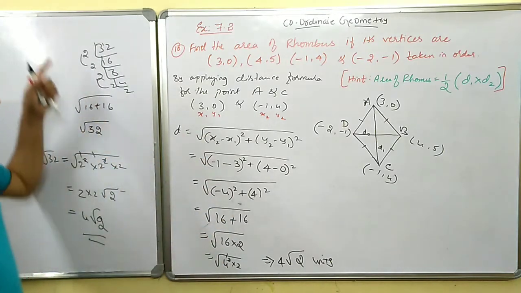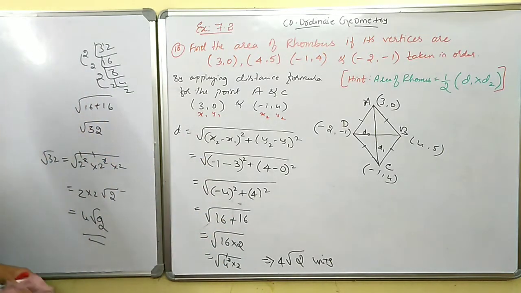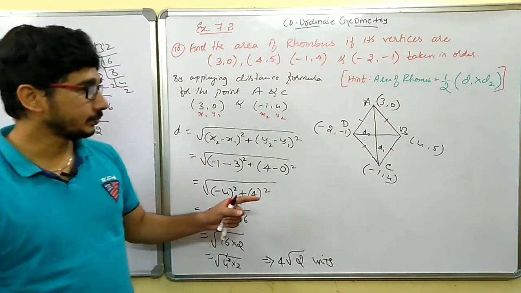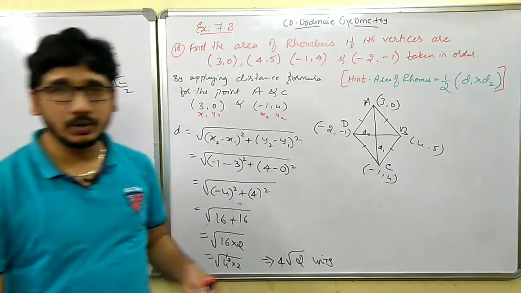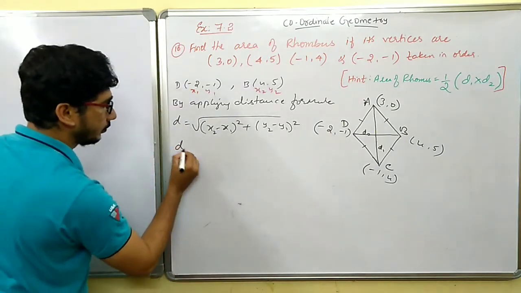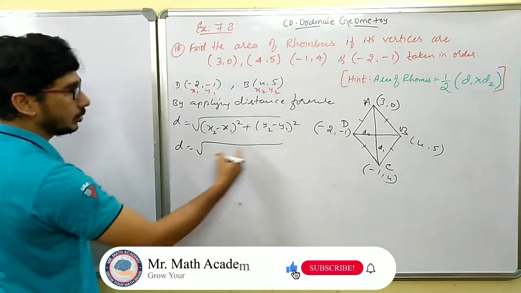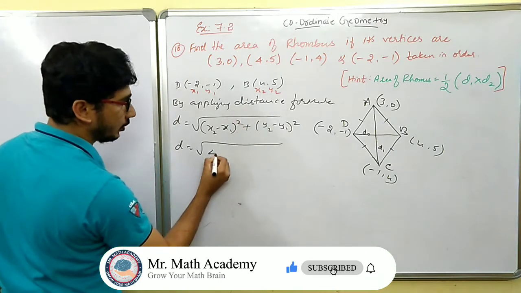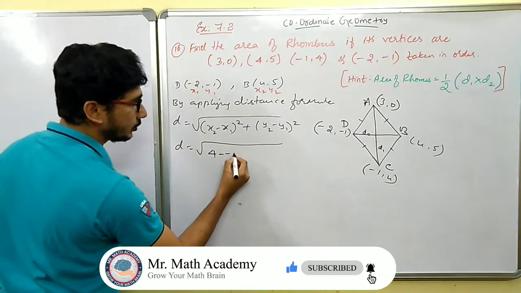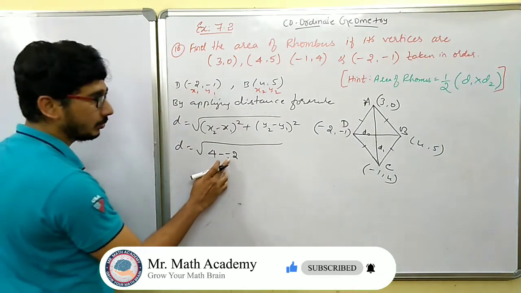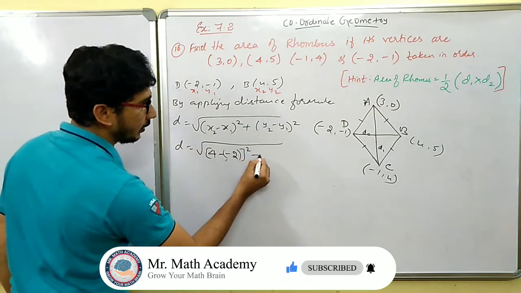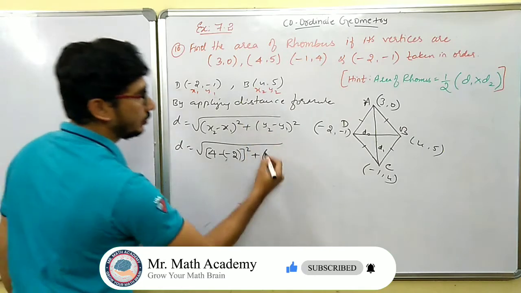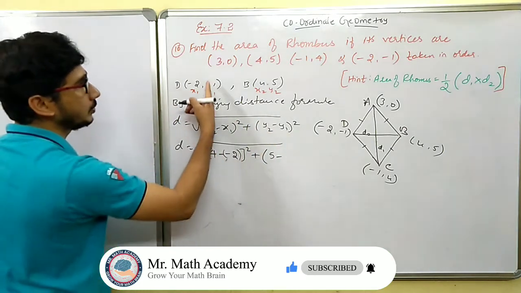If you are getting confused, you make a note of this also. Okay. Let me find the distance of B and D, that is the second diagonal. D is equal to root of x2, how much? 4, minus x1, how much? Minus 2. See, same sign should not come next to each other, so put the bracket, then square, a bracket and square. Y2 how much? Y2 is 5. Y1 how much? Minus 1.